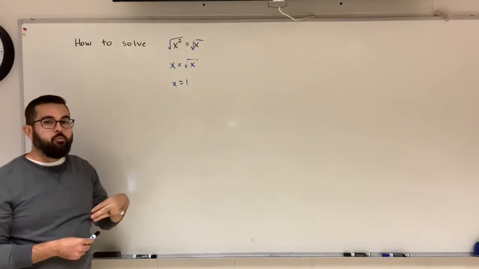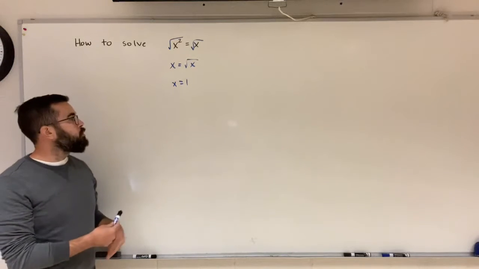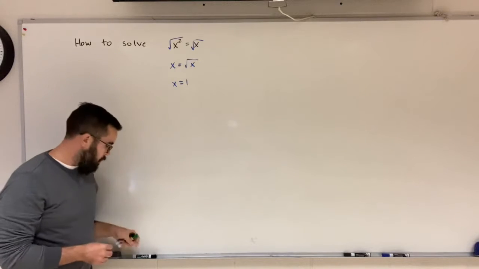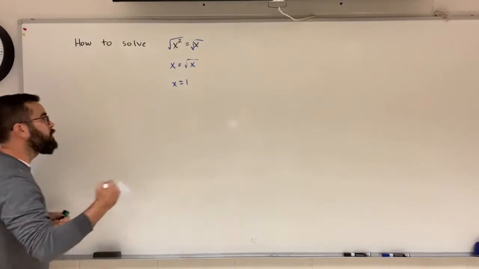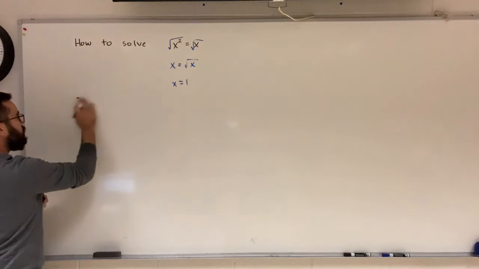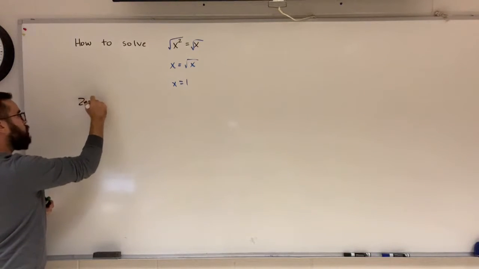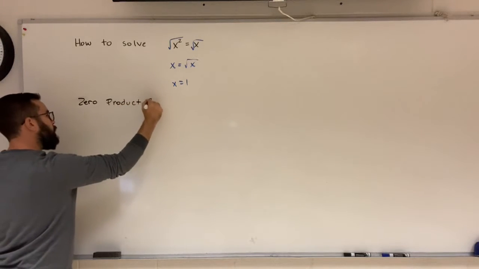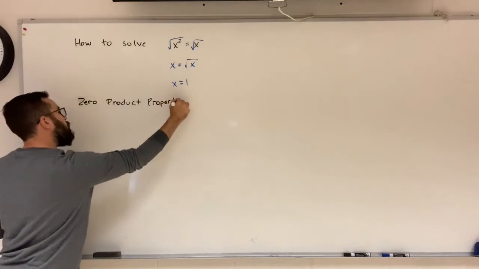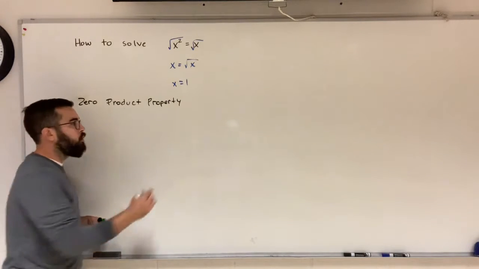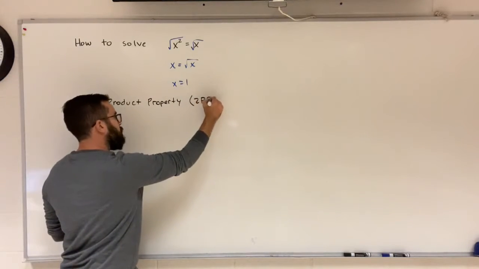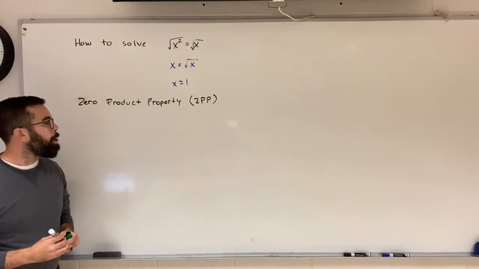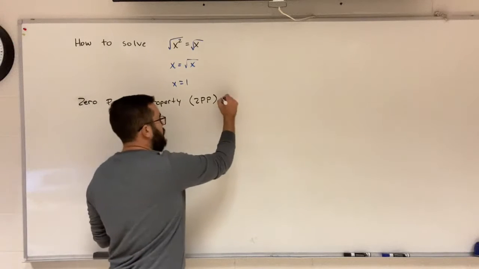To understand the reasons why the solutions are what they are, you have to first understand the zero product property. So we'll start with the zero product property. For the rest of the video, I will refer to this as the ZPP. When you see me write ZPP, I'm talking about the zero product property. It states this.